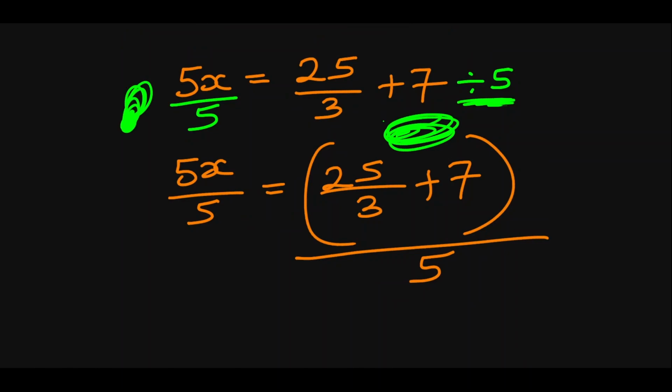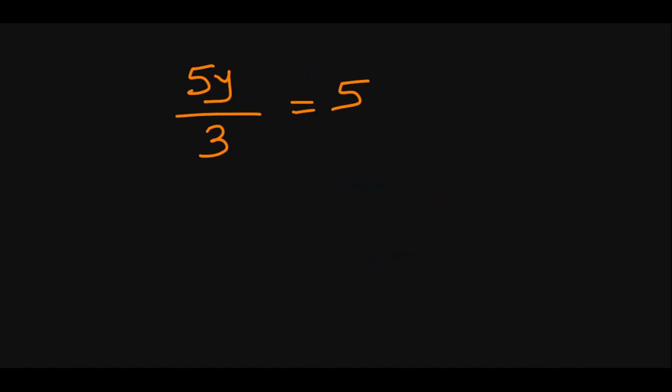Now, let us go to another situation or scenario. What if x is entangled in a fraction? How do you dissociate that x from that fraction? It's basically the same thing. Now look at this example. 5y over 3 is equal to 5. Same thing we've done, we are going to do again. The variable y is being multiplied by 5 and being divided by 3.